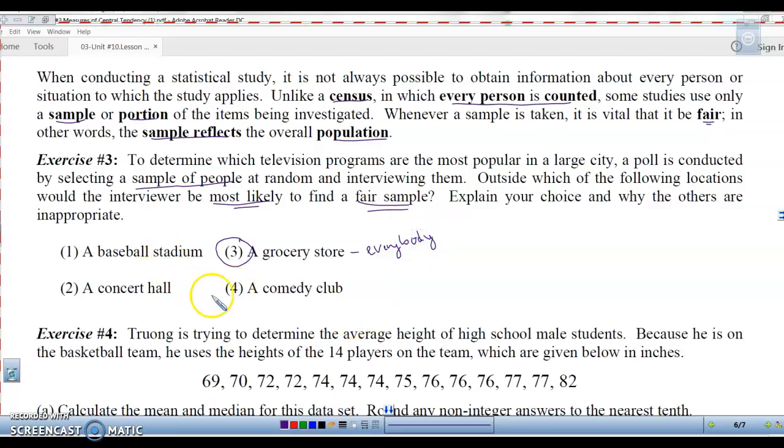All right, now a baseball stadium, what would they watch? People that go to the baseball stadium would probably watch sports on TV, so you would have more people that watch sports. A concert hall would probably be people who like music. And a comedy club is people that like comedy, so they'd be more likely to watch funny shows on television. But a grocery store would show everybody. So this shows that it would be a fair sample, because everybody with various ideas would have to go to the grocery store eventually.